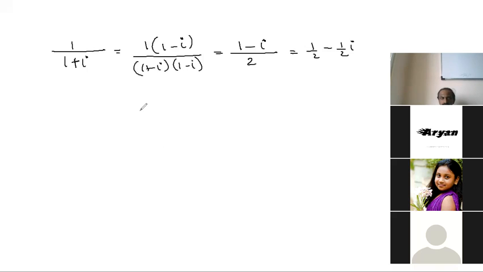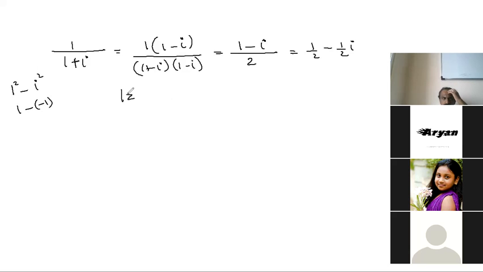Do you agree with this? I multiplied by the conjugate. Anybody doubt on this? It becomes a square minus b square, and i square is minus 1.